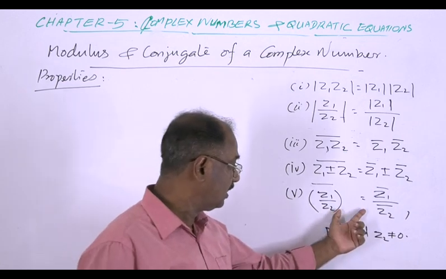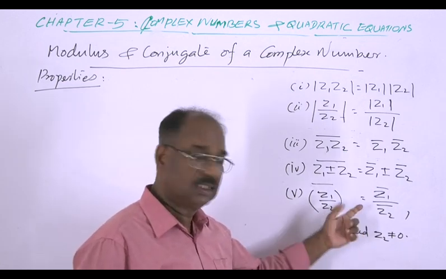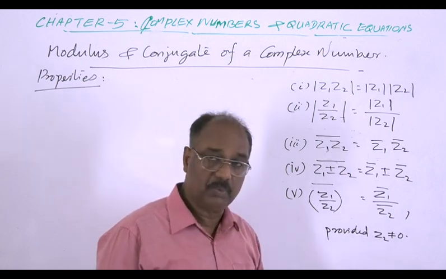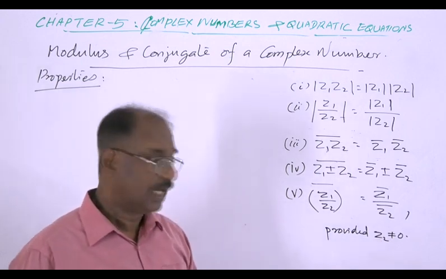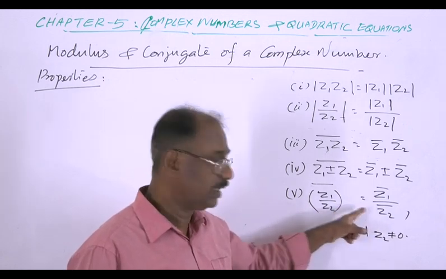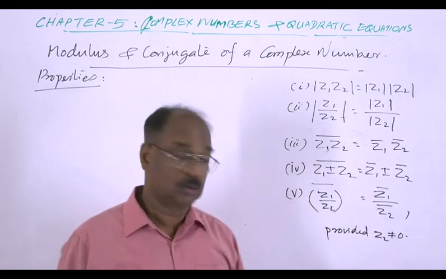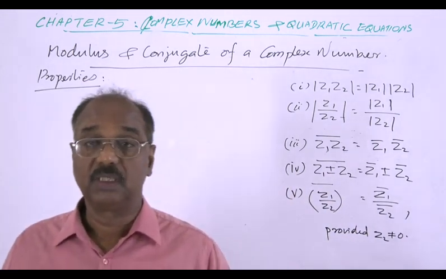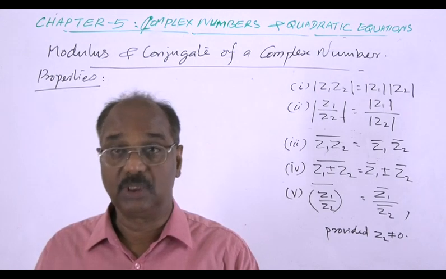And here the last one is applicable when Z2 is not equal to 0. And this condition is for the existence of this quotient. Denominator cannot be equal to 0. So these are the various properties of the modulus and the conjugate.